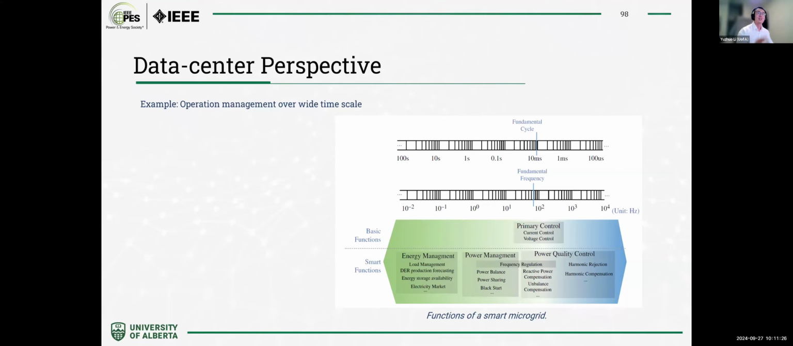So here's the chance that the microgrid can really be a central concept in the data center power system. A microgrid typically has different functions spanning from milliseconds to days, even months. From primary control, the current and voltage control, to power management, power balancing and others, and also into energy management. This is why we want to see the data center in this way.